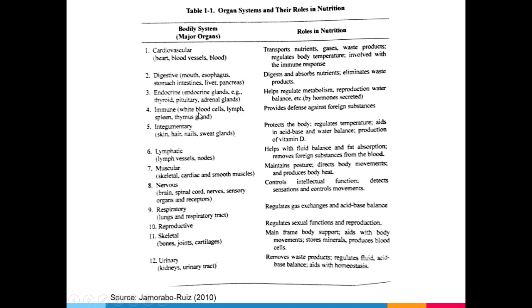Kaya kani sila, kinahanglan sila og proteins for the production of antibodies, kinahanglan siya og zinc, vitamin A, vitamin D. Those are the nutrients that are considered immunomodulatory. Therefore, they are needed in the normal immune response. We also have the integumentary system. So the integumentary system protects the body, regulates the temperature, aids in acid base and water balance, and production of vitamin D.